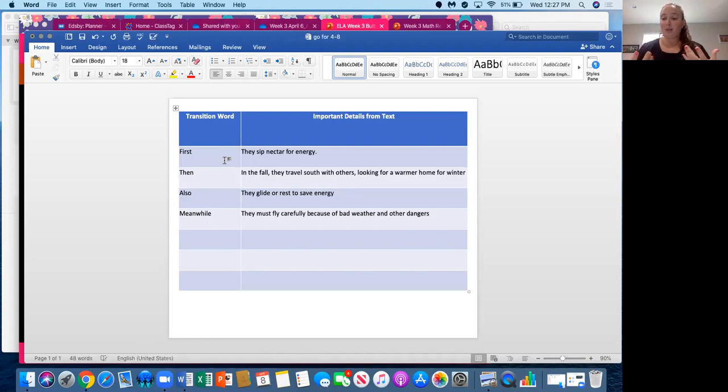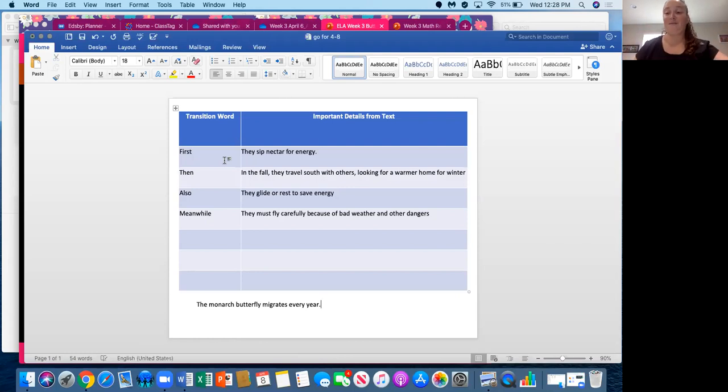So what are we writing a summary about? Let's think. What is our topic? The topic is the monarch butterfly migrating. So we want to make sure we have a topic sentence that tells the reader what we're writing about. Your topic sentence might sound like this: The monarch butterfly migrates every year. That way, the reader knows you're writing about the migration of the monarch butterfly.